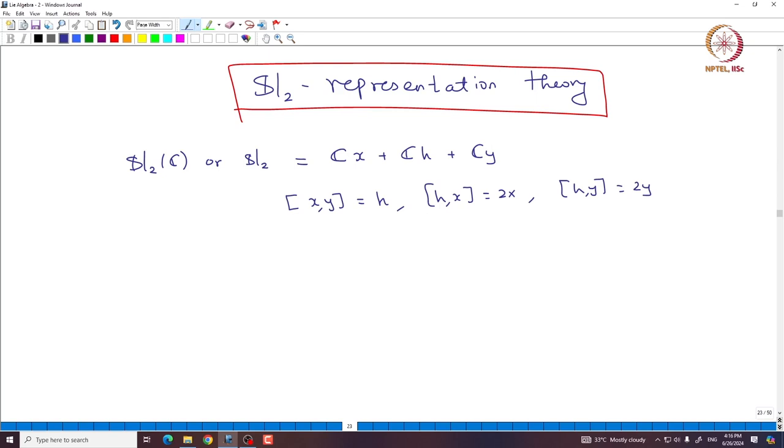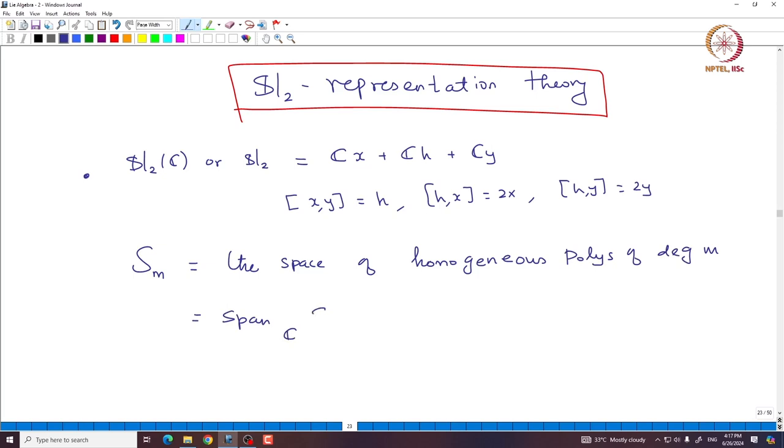what one can do is take the space of homogeneous polynomials of degree m. Okay. So, take this Sm, the space of homogeneous polynomials of degree m. Then it is clear that this is spanned by the following polynomials, the polynomials in the variables t and u. This is spanned by t power i, u power j, such that i plus j is exactly equal to m and i, j are greater than or equal to 0. Okay. They are non-negative integers whose sum is m.